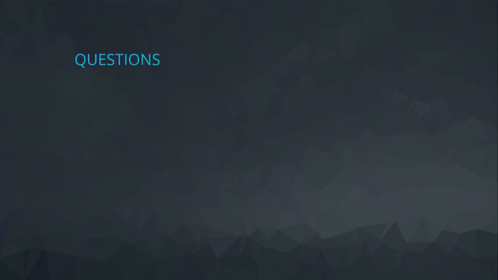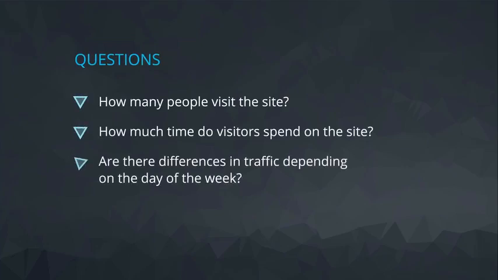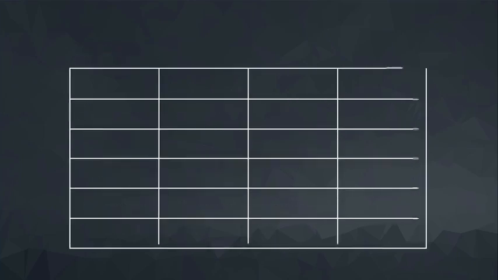Questions I might have are: how many people visit my site? Or how much time do visitors spend on my site? Are there differences in traffic depending on the day of the week? How many visitors purchase an item through the blog? In order to answer these questions, say we keep track of the date of the visit, the day of the week of the visit, the amount of time spent on the site, and whether or not an individual buys an item. We can think of each of these as a column.